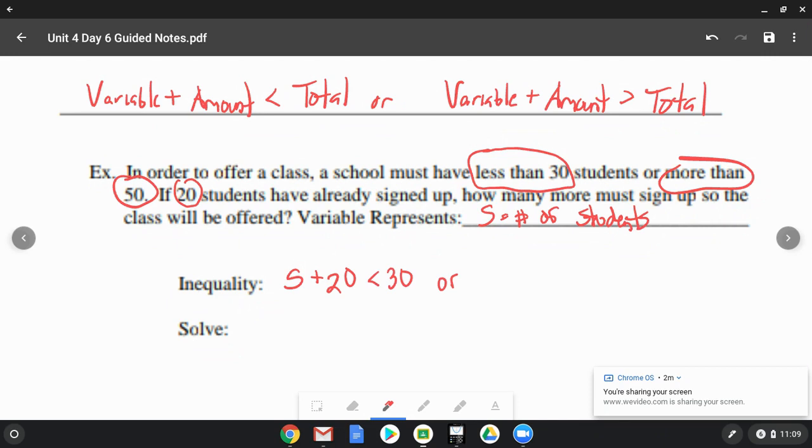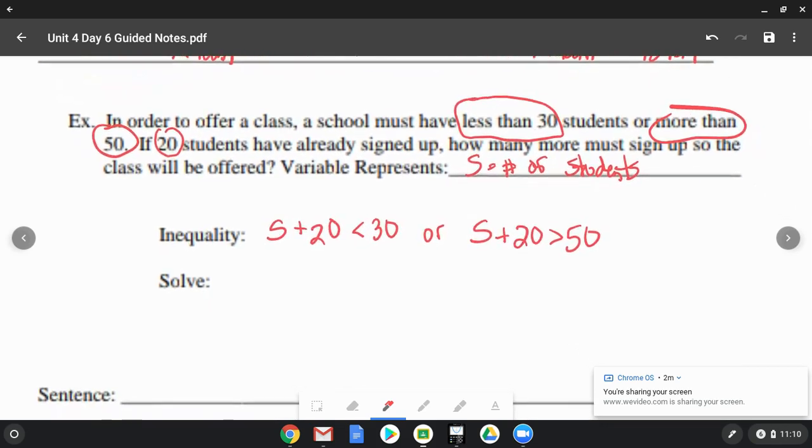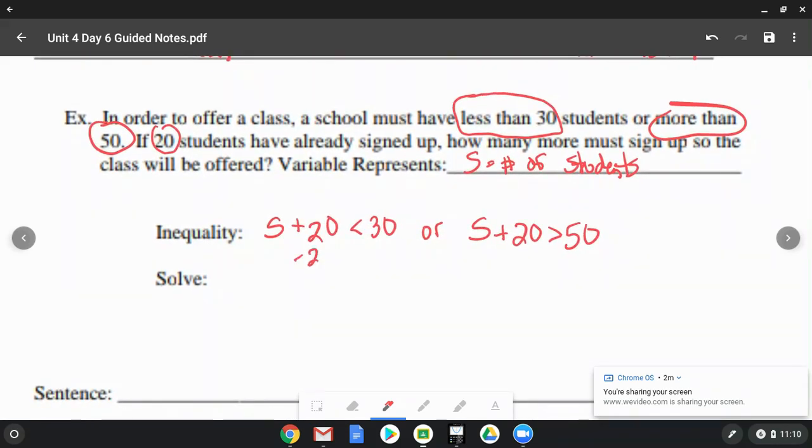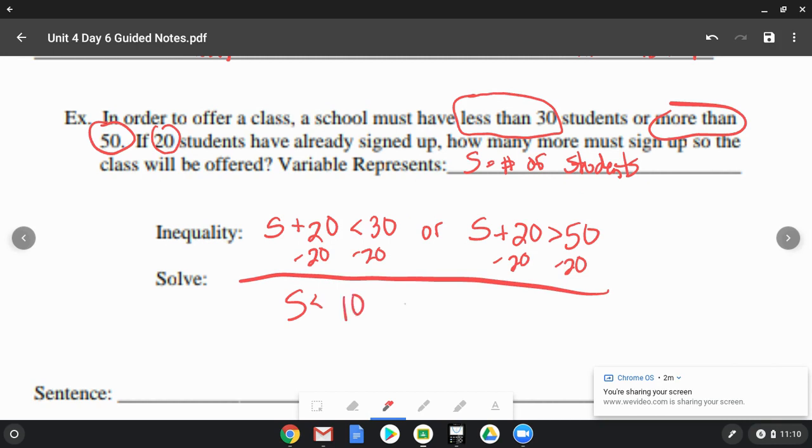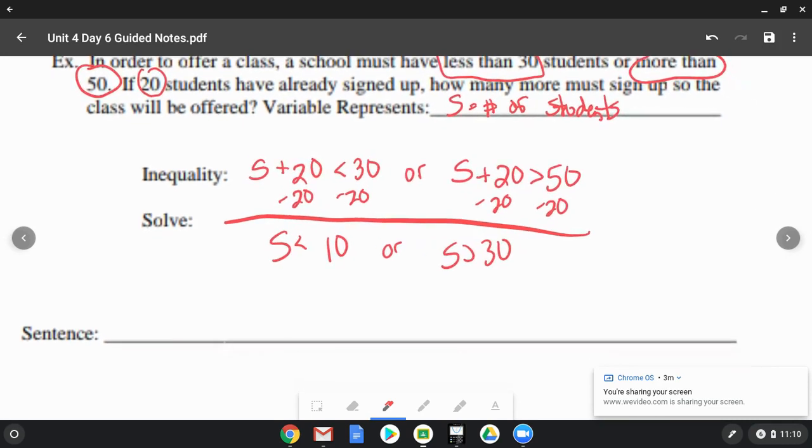And then we're going to use the same exact left side always, S plus 20. And then it says more than 50. So the left side stays the same for both of them. The right side is going to switch from a less than and a number to a greater than a number. And then when we solve these, it's pretty easy now. We just got to subtract 20 from both sides. And then we get S is less than 10 or S is greater than 30. So that's our first one. So I'll give you a second to write that down.